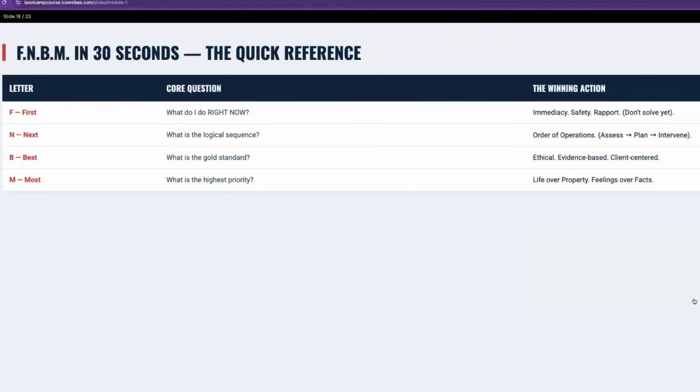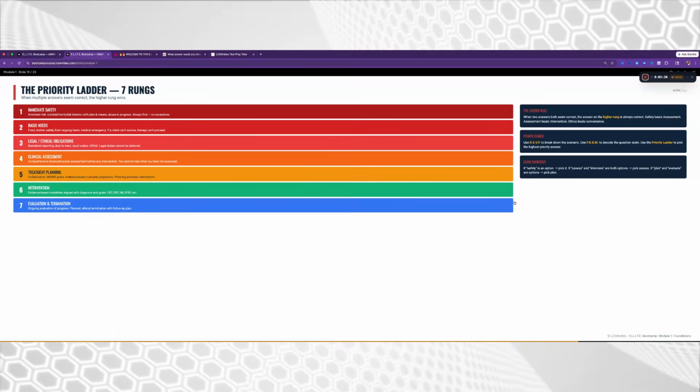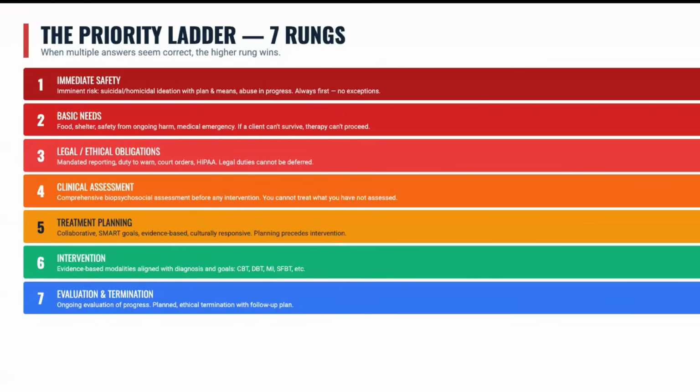So the question stem tells you which filter to use. If it says first, do not pick the best answer at that moment, because you are dealing in the first stage of treatment, the initial thing that's taking place. All right, so the priority ladder. This is the priority ladder.